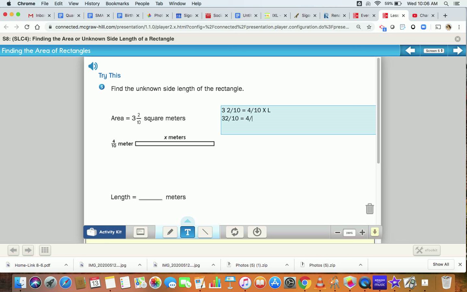So we have to multiply 4/10 times something to get that. So 4/10 times what will give you 32/10? Well, it would be 8, okay? Because if we want 32 on top, we have to multiply 4 times 8. So 4 times 8 would be 32, and then our tenths would be on the bottom. So our length would be 8.